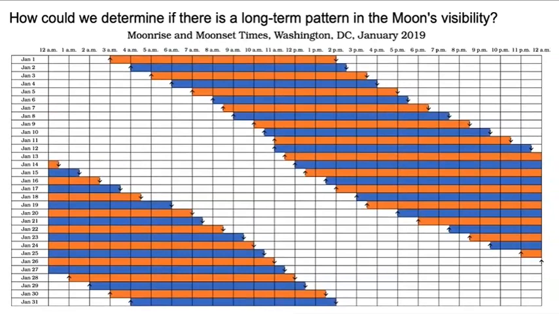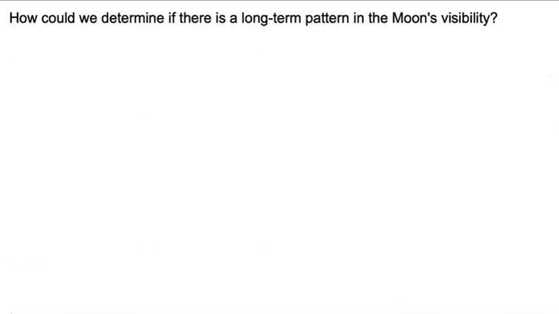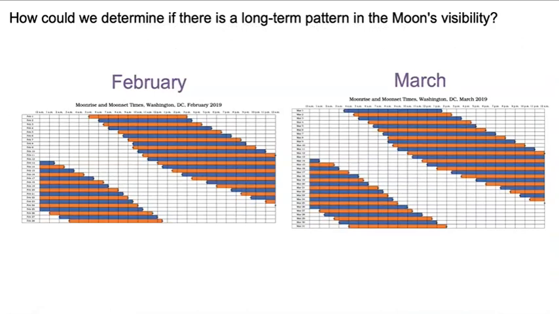How can we determine if there is a long-term pattern in the moon's visibility? I think we need to see more data, don't you? We need data that covers more than 1 month. So let's look at data tables of moonrise and moonset for February and March.